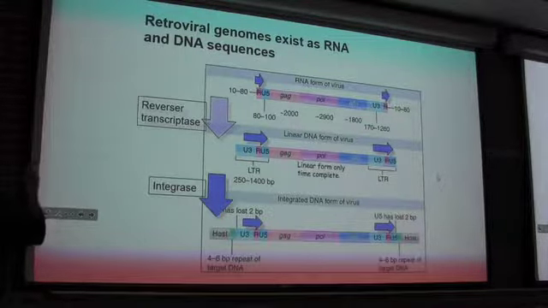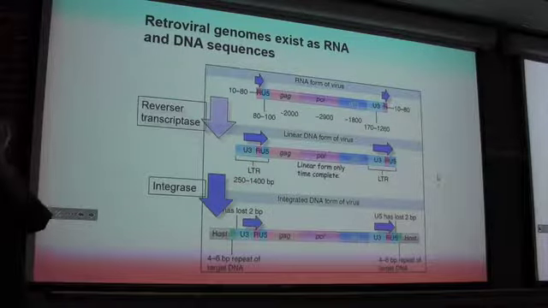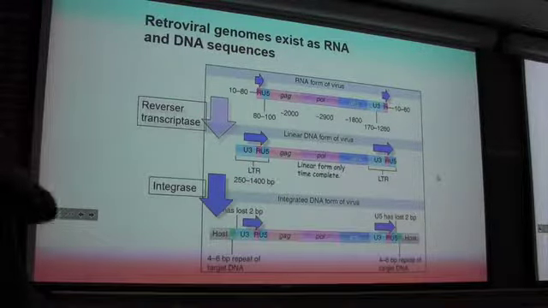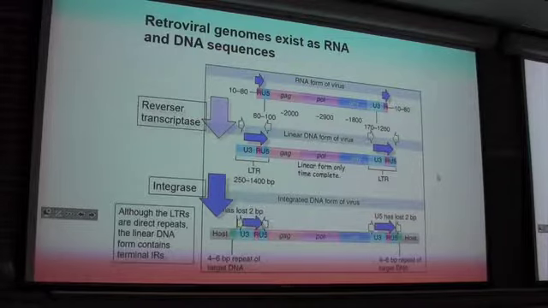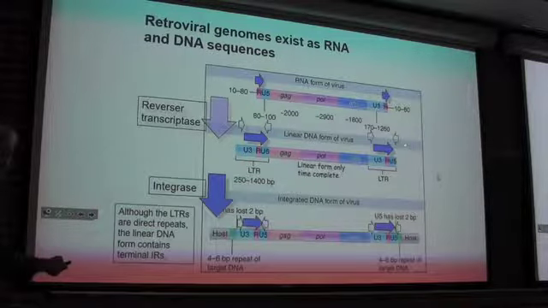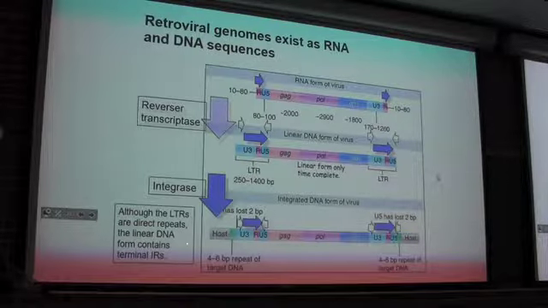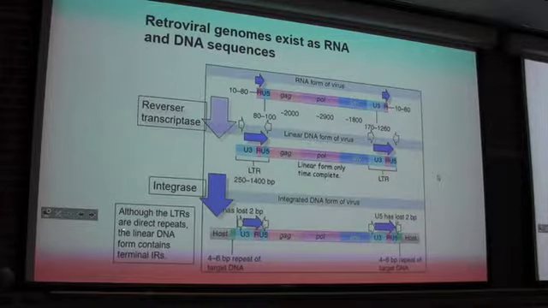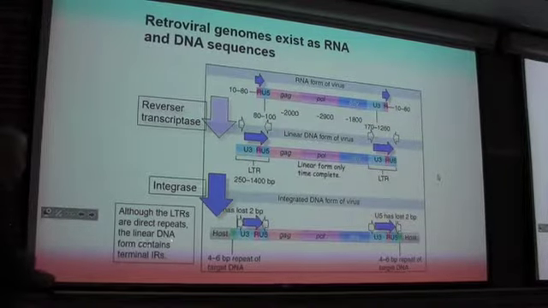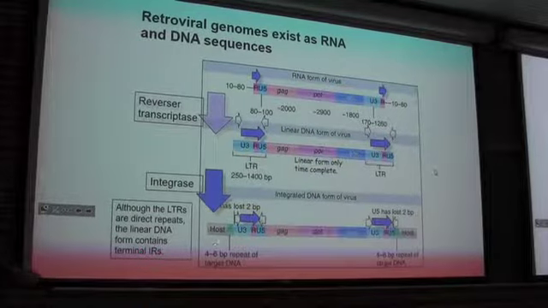They are cut off by the integrase enzyme itself. It has a 2-base stagger when it cuts. You get 4 to 6 bases repeated in the target. And within those, of course, where does it integrate? There are actually small inverted repeats on each end of the long terminal repeats. Although the LTRs are direct repeats, the linear DNA form contains terminal inverted repeats.